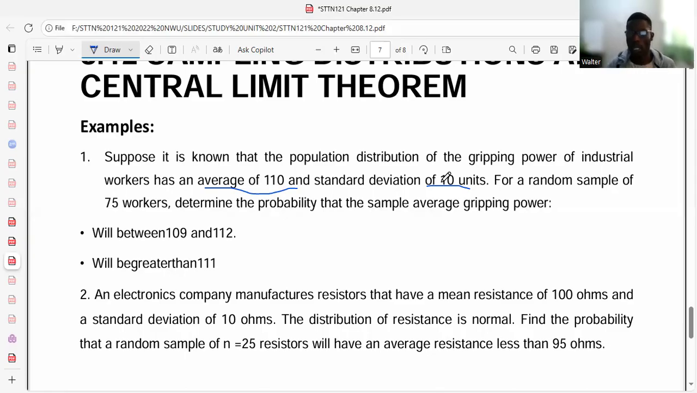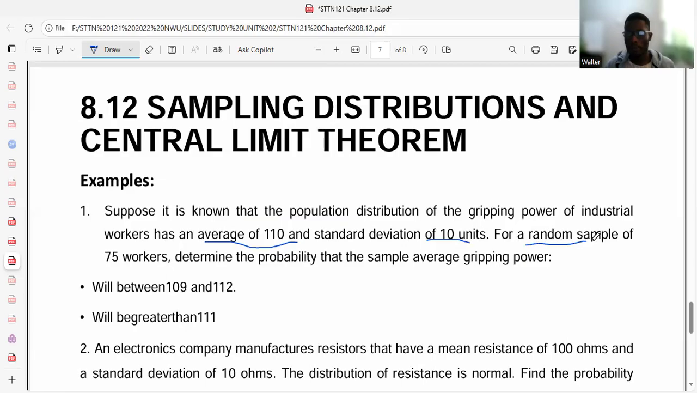Guys, they give you a statement, and then they tell you that it's normally distributed. The minute they introduce the value of N, the random sample, that's when you're going to use the central limit theorem formula, the one with square root of N. Look at this. We're given the average of 110. We're given the standard deviation of 10 units. Now, they say for a random sample, which is N, a random sample of 75.